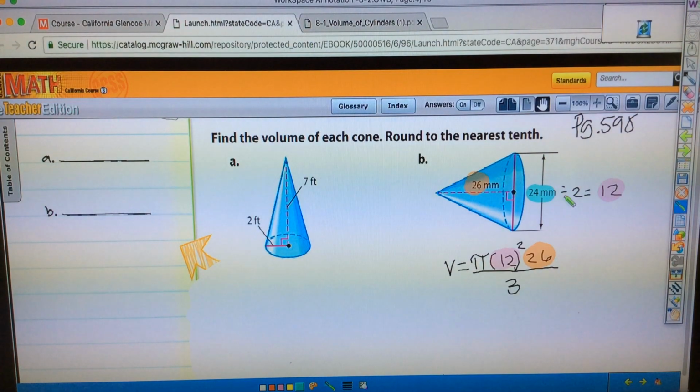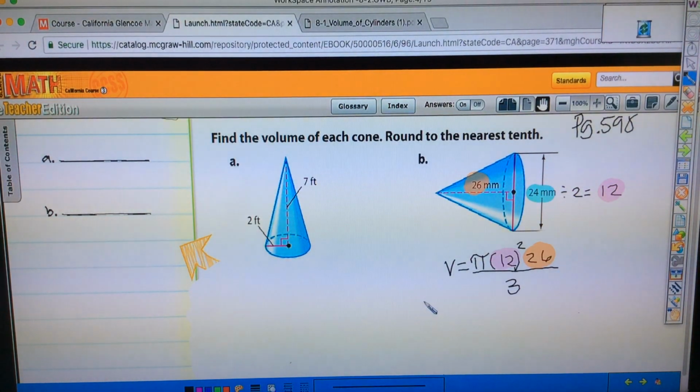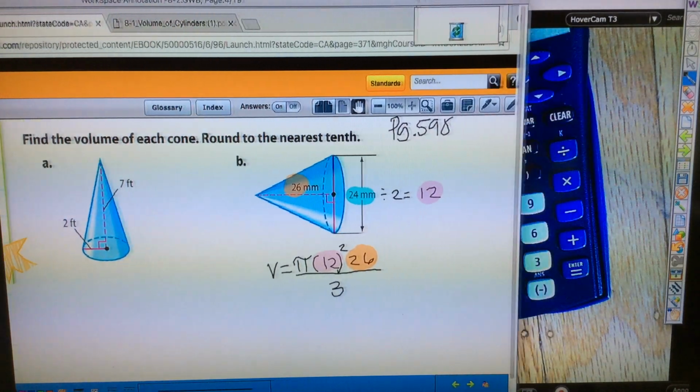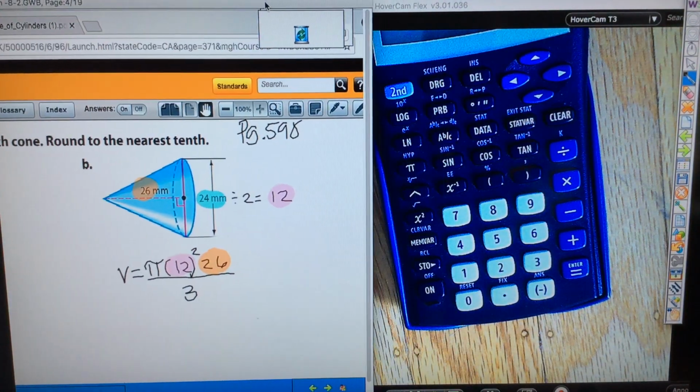So diameter of 24 divided by 2 tells us the radius is 12. So you're going to go ahead and just plug everything in here. Pi times 12 squared times the height, which is 26. Don't forget to divide by 3. The most common mistake in this lesson is people just forget. They're so used to this formula from 8-1 they forget to divide by 3. So I'm going to go ahead and show this on the document camera.